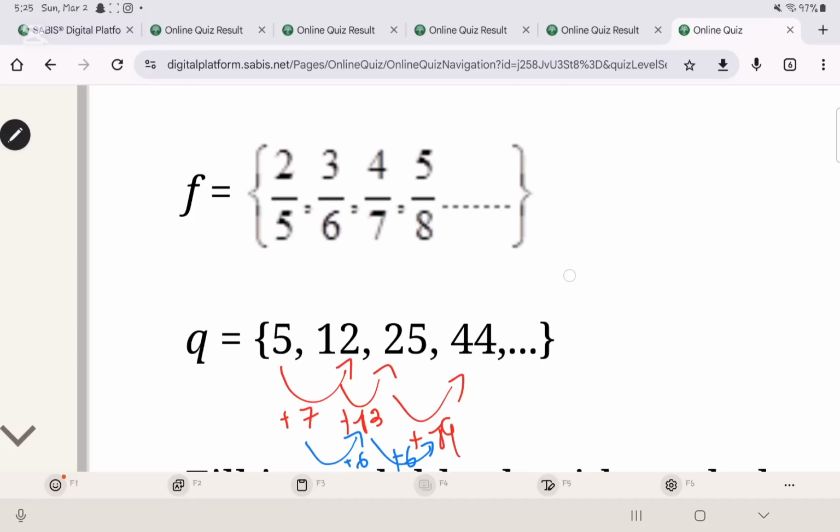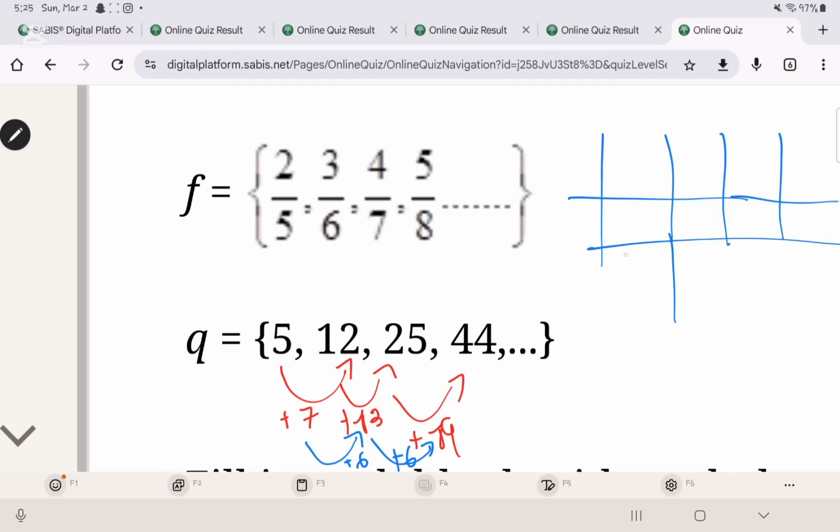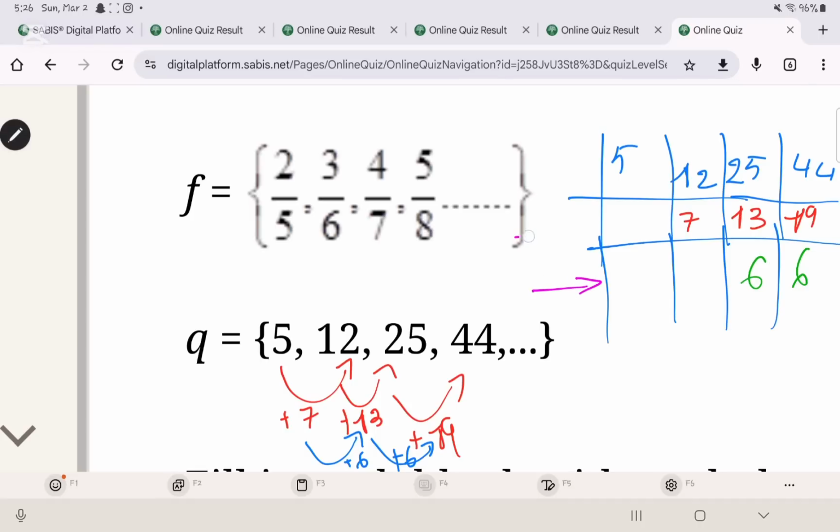So what we could do is we could do a table. Let me put this table over here, and we will call this the table of differences. We have 5, 12, 25, and 44. 12 minus 5 is 7. 25 minus 12 is 13. 44 minus 25 is 19. Then, 19 minus 13 is 6. 13 minus 7 is 6. Alright? Now, look what is going to happen. As you can see, how many differences do we have? We have one difference and two differences.